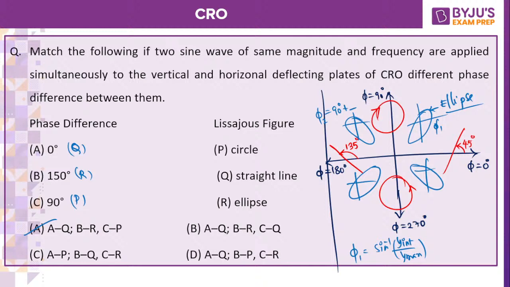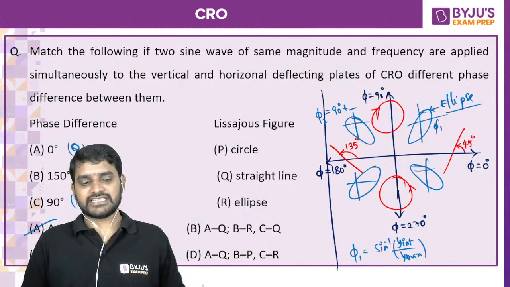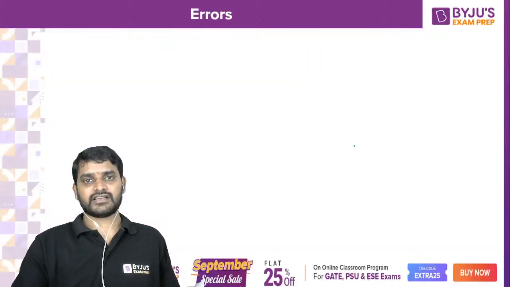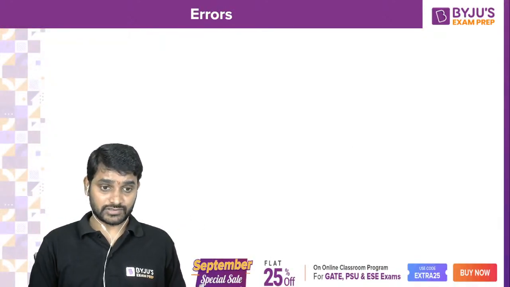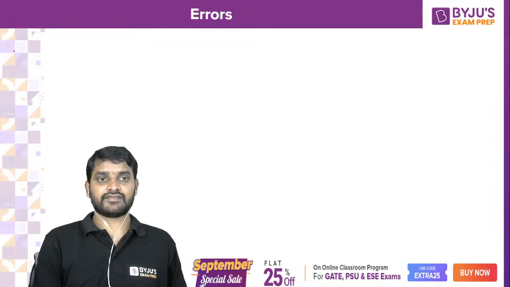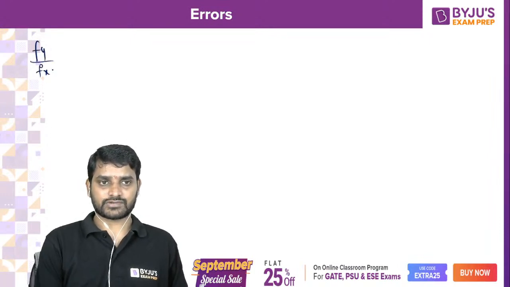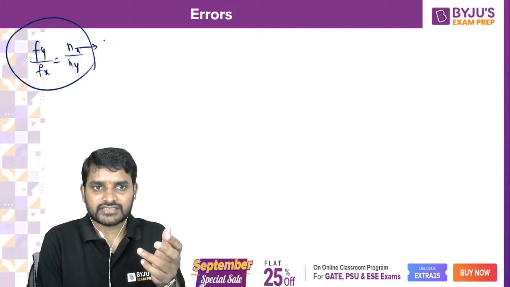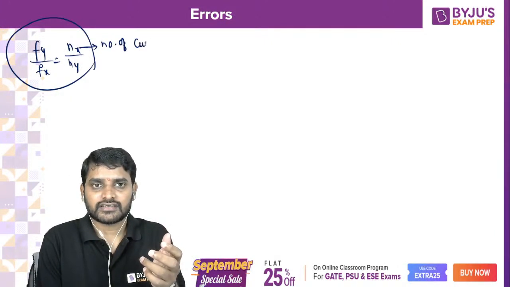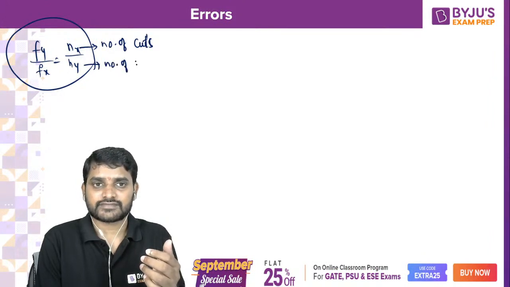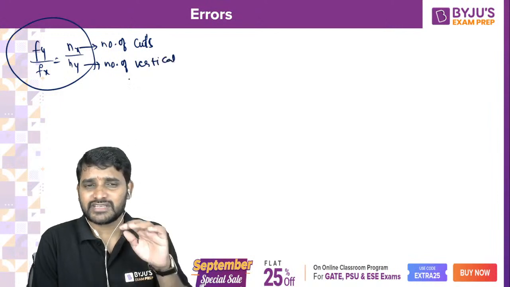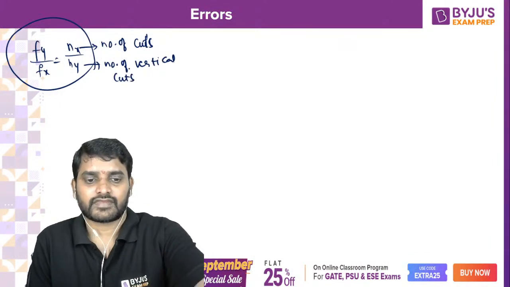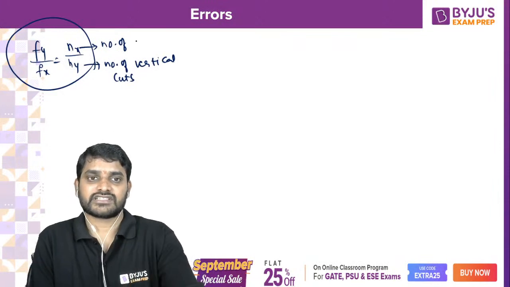All right. Anyhow, so this is a phase measurement. There will be a question on frequency measurement also. Frequency measurement: Fy by Fx is equal to Nx by Ny. Horizontal cut method, touch method. Number of horizontal cuts and number of vertical cuts. Instead of going for the touch method, the cut method is the best thing.